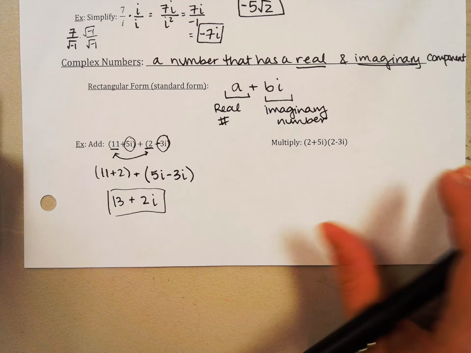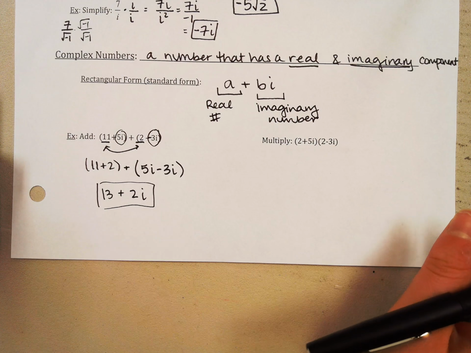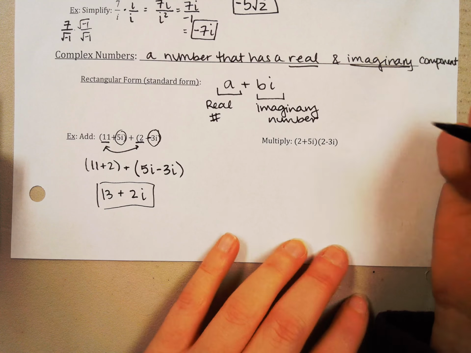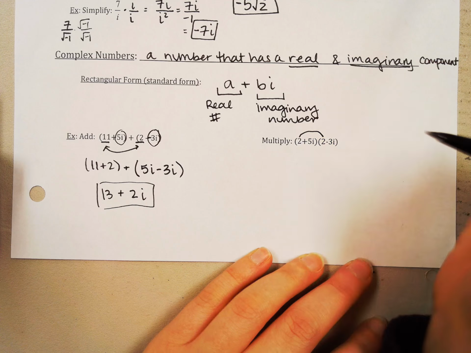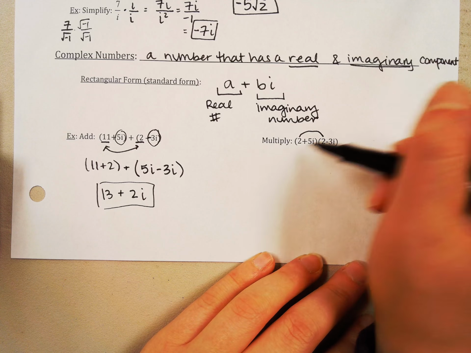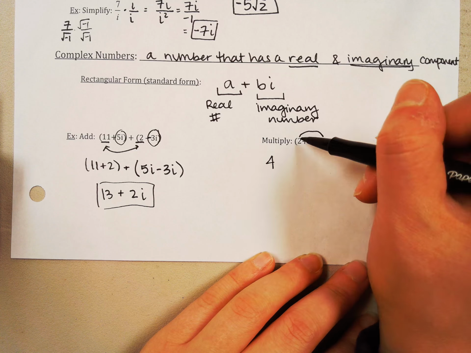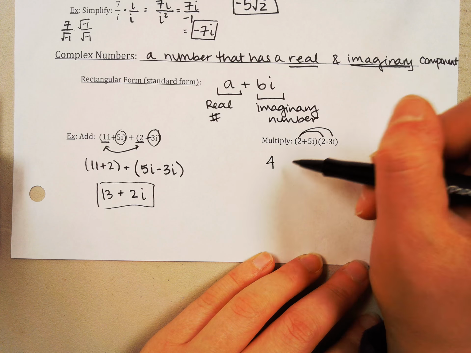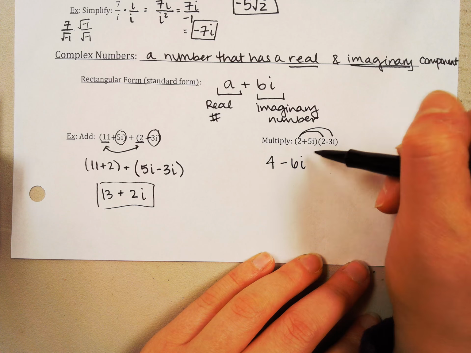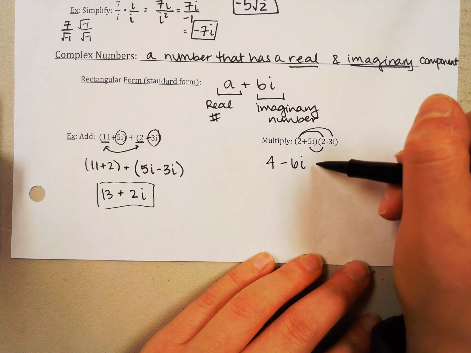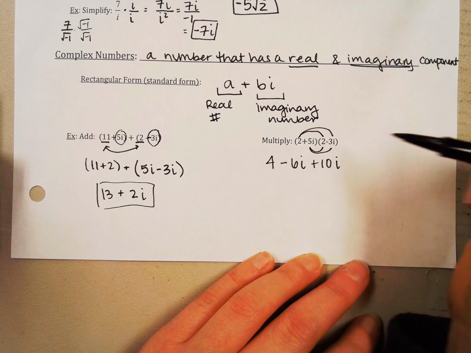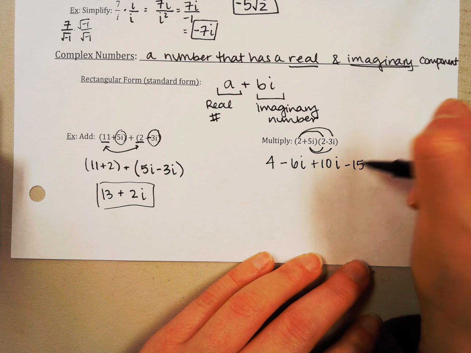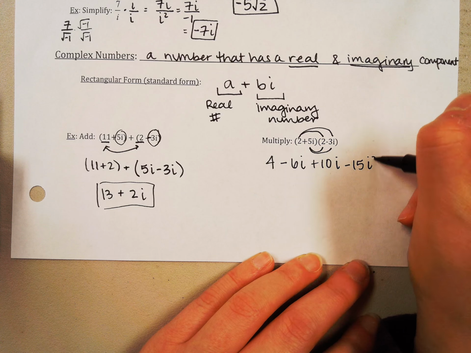And same thing with multiplying, we treat it kind of like we would X. There's only one difference at the end, and we'll see what that looks like in a second. So when we multiply, we distribute everything out, so we'll have 2 times 2, which is 4. 2 times -3i, which is -6i. 5i times 2, which is 10i. And then 5i times -3i, which is -15, and then i and i give i squared.